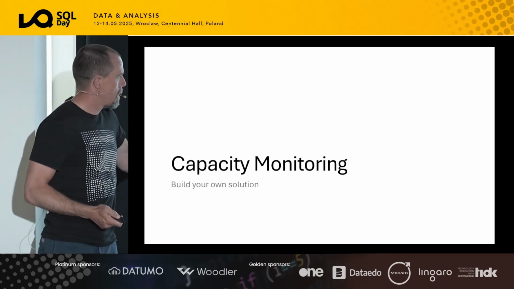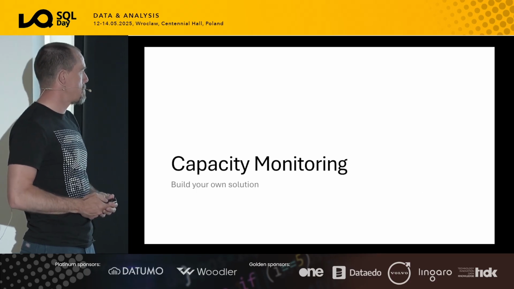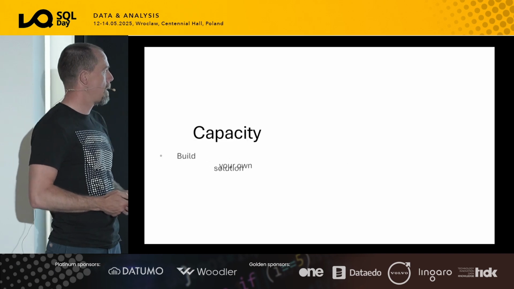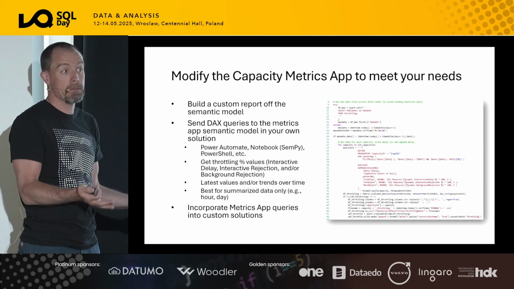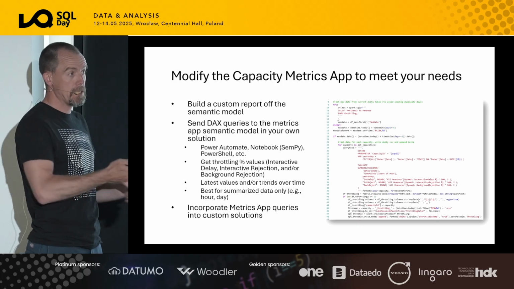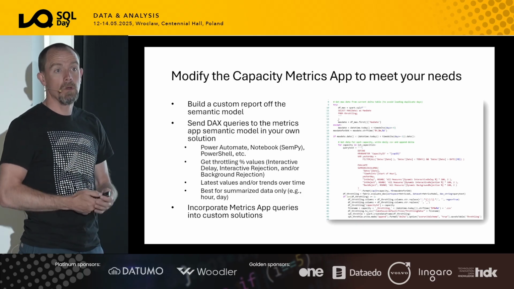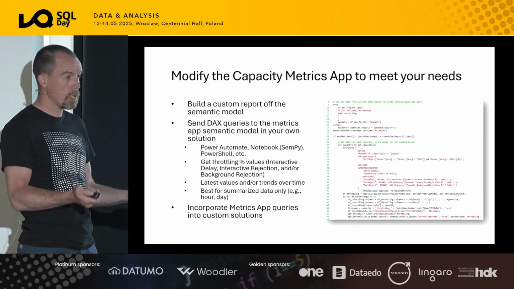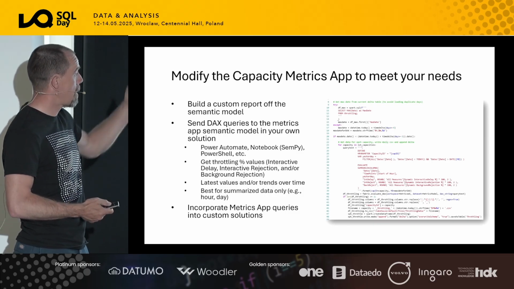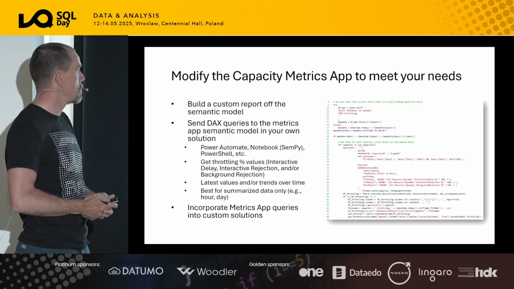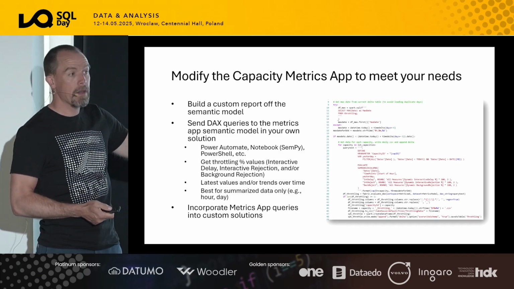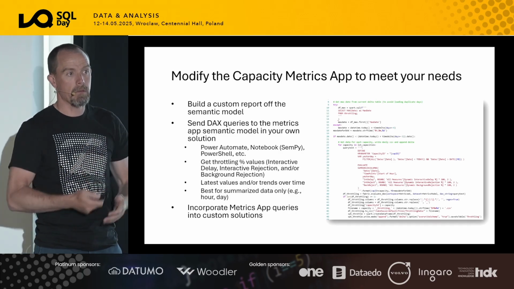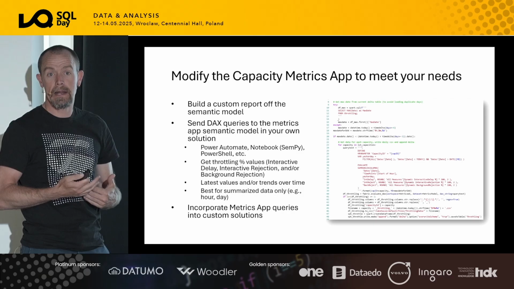And that concludes that. The last topic is capacity monitoring. Build your own solutions, and with your capacity metrics app, you are also getting the semantic model. So on top of that semantic model, you can create your own reports, and you can create notebooks. You can use Power Automate. You can use PowerShell, because you can query that. This is an example. So you will query it with some DAX and then get that data out.